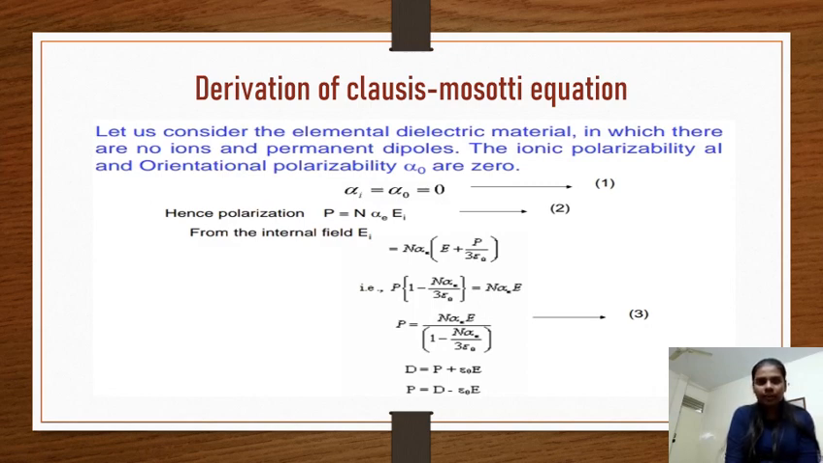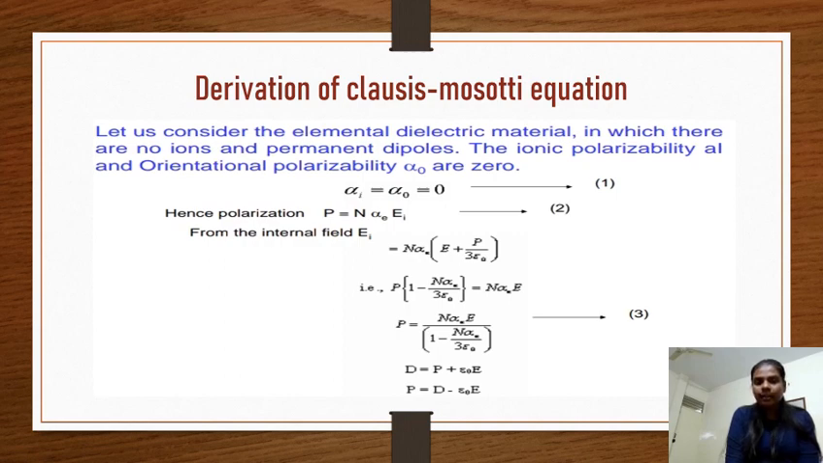Now, let us consider an elemental dielectric material in which there are no ions and permanent dipoles, so the ionic polarizability and orientational polarizability alpha naught are zero. As there are no ions and permanent dipoles, alpha i and alpha naught are equal to zero. So it is given as alpha equal to alpha e. Let us assume that it is equation 1. We all know that polarization P equal to N alpha e into Ei. So, the internal field Ei equal to E plus P by 3 epsilon naught, giving P equal to N alpha e into E plus P by 3 epsilon naught.